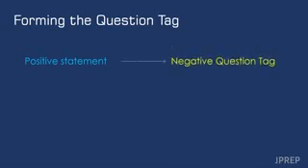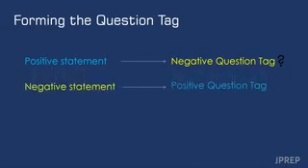We will now take a look at a few examples later, but before, let's take note of this. A statement written in the positive form must be met with a negative question tag, and a statement written in negative form must be met with a positive question tag. Let us now look at our examples.